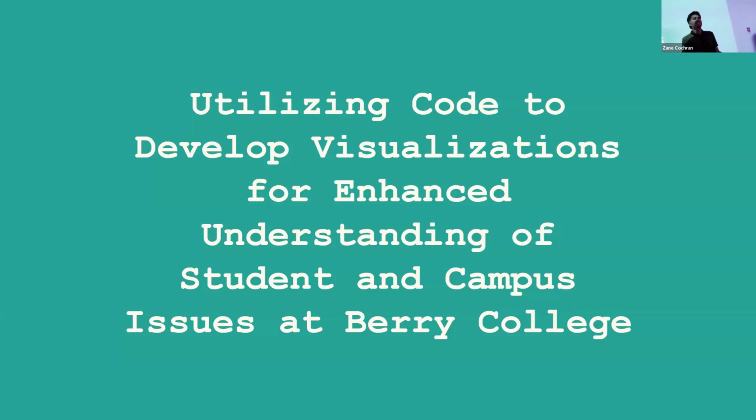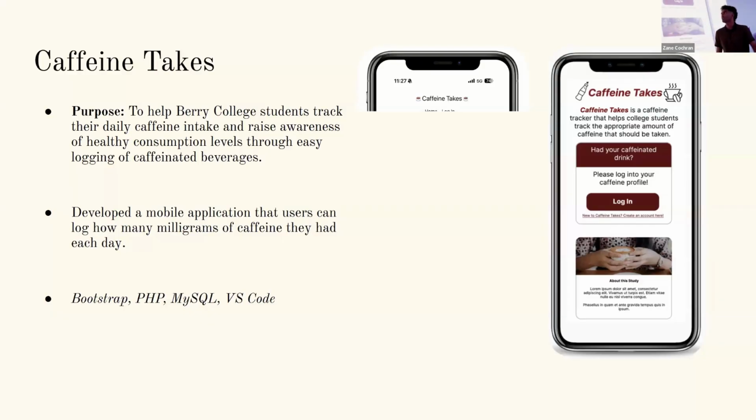So the theme for today is utilizing code to develop visualizations for enhanced understanding of student and campus issues at Berry College. There are a bunch of campus-wide issues going on here at Berry, ranging from athletic issues to student issues with the classroom, things of that nature. And these three projects that I'm going to showcase reflect on why these issues have occurred.